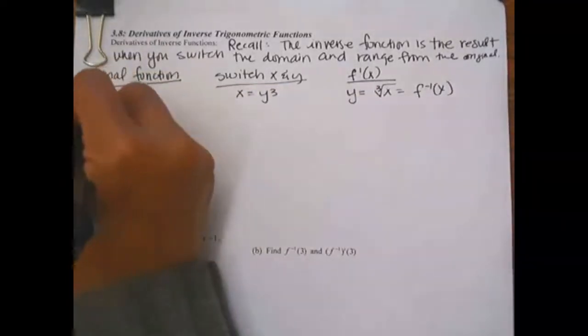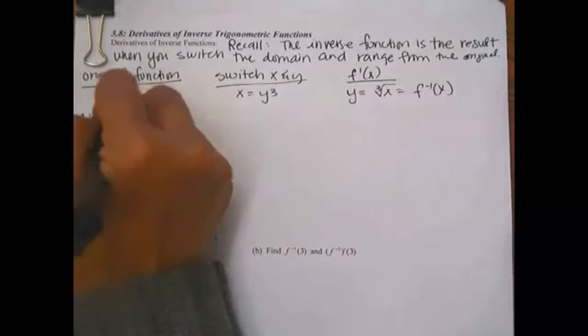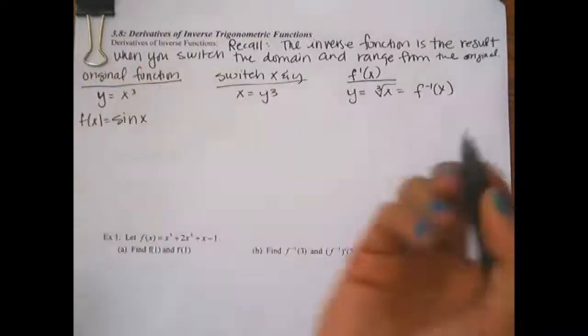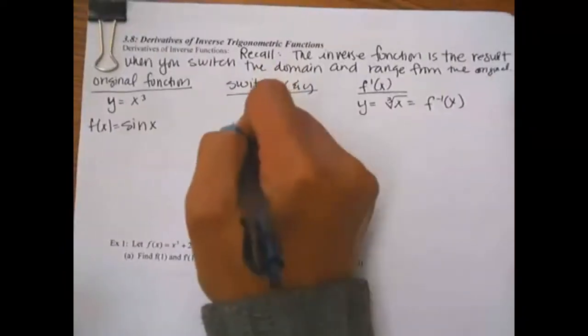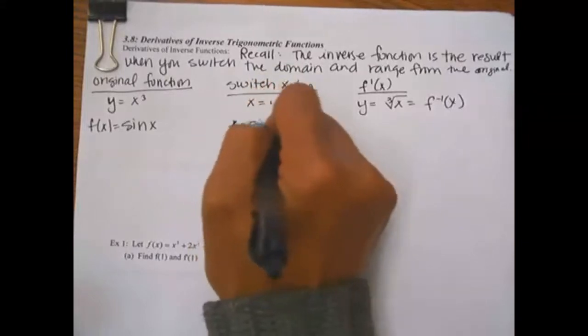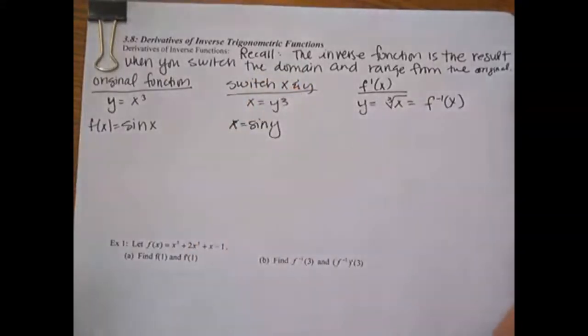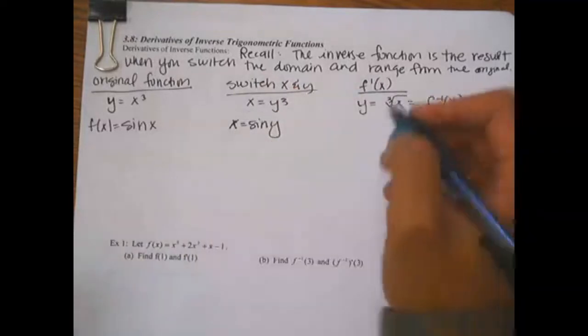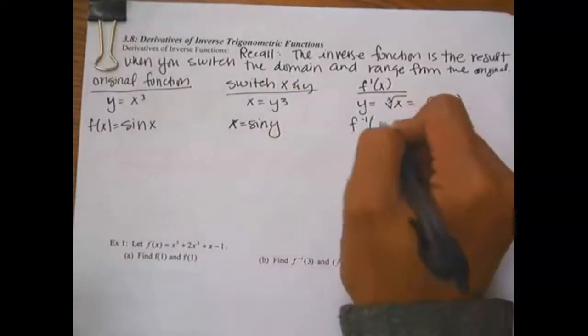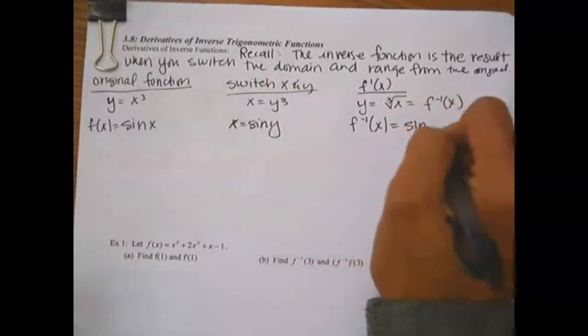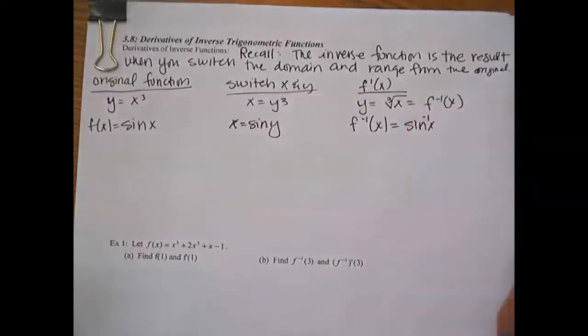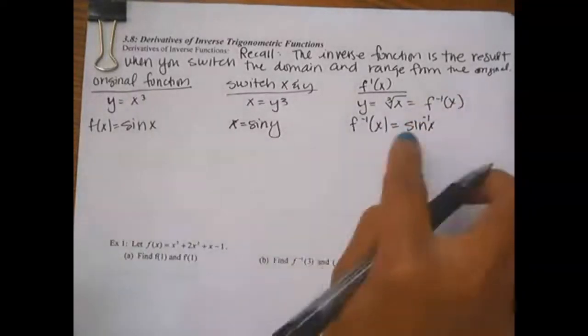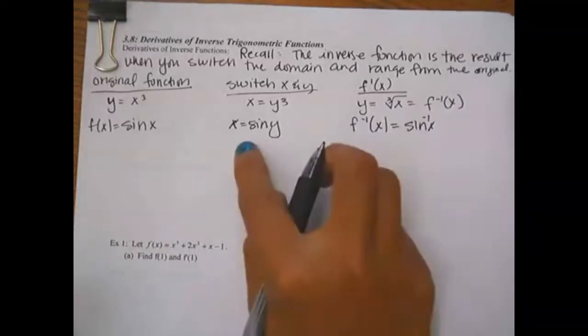Same thing with sine. If I give you f of x equals sine of x, I can switch x and y, so this is now x equals sine of y. Then I need to compose both sides by sine inverse. When I do that, I end up with an inverse function of sine inverse of x. These two are equivalent.